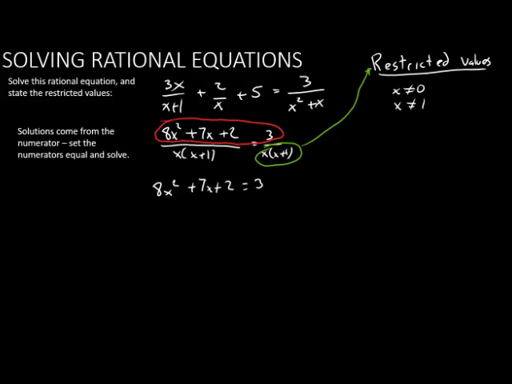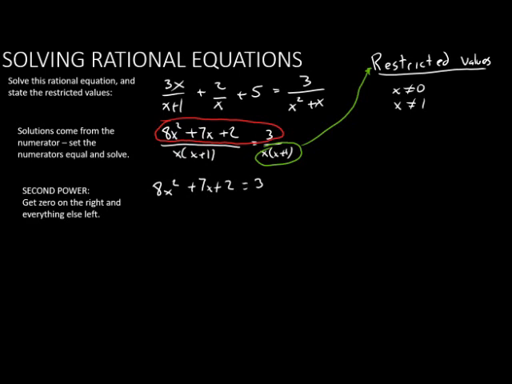Notice that this is a second power equation, and for second power equations, we're going to want to get 0 on the right and everything else on the left. Therefore, we'll subtract 3 on the left and right, and now we'll have 8x squared plus 7x minus 1 equals 0. Since we have a coefficient in front of the x squared, we can use the AC method to factor this.